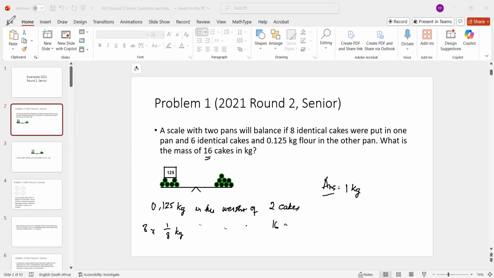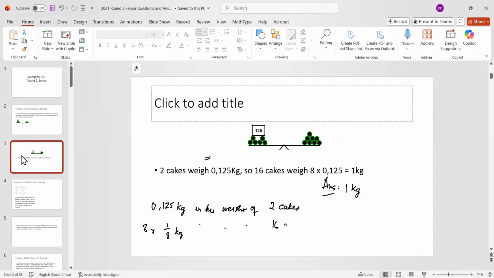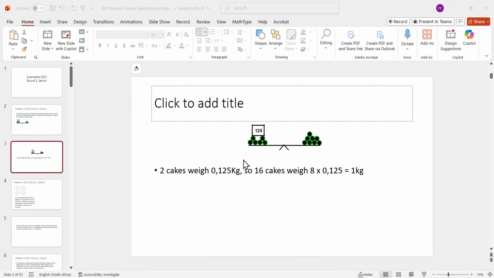Usually the first few questions are warm-up questions. So this is the solution that I've got, and you can see it's the same. I usually have the solution typed up just as a double check. Okay, let's now get on to the second problem.